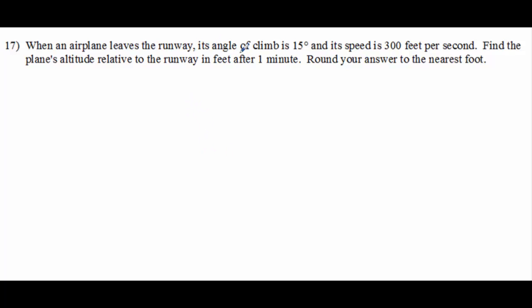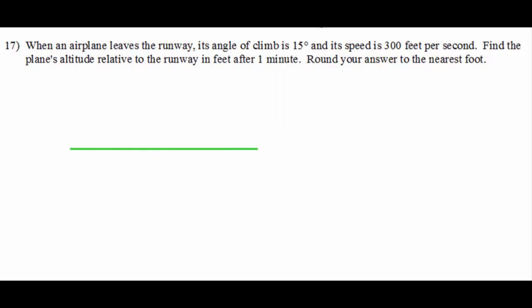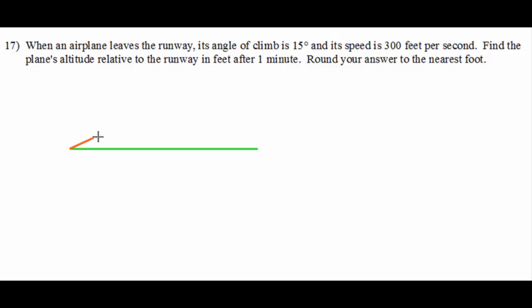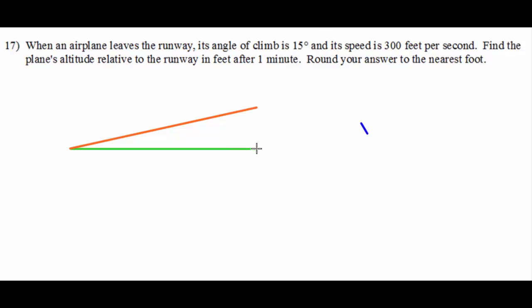When an airplane leaves the runway, its angle of climb is 15 degrees and its speed is 300 feet per second. Find the plane's altitude relative to the runway in feet after 1 minute. Round your answer to the nearest foot. So we've got a runway along the ground, and then we've got the path of our airplane, which is at an angle of 15 degrees, and so that's not a very large angle, and we are being asked to find the altitude to the nearest foot.